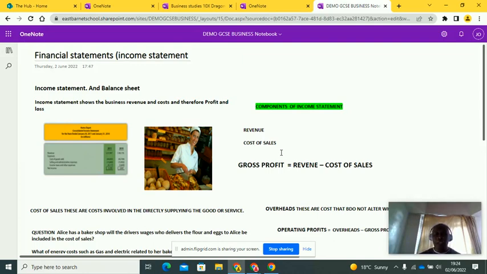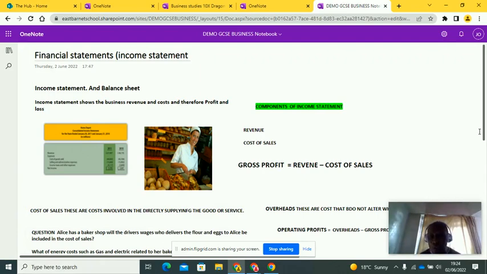Okay. Another thing we need to know as well, in terms of the components of an income statement, is cost of sales. Very important. But what are cost of sales? Cost of sales are costs involved in directly supplying the good or service. Let me repeat that. Cost of sales are those costs involved in directly supplying the goods or services.